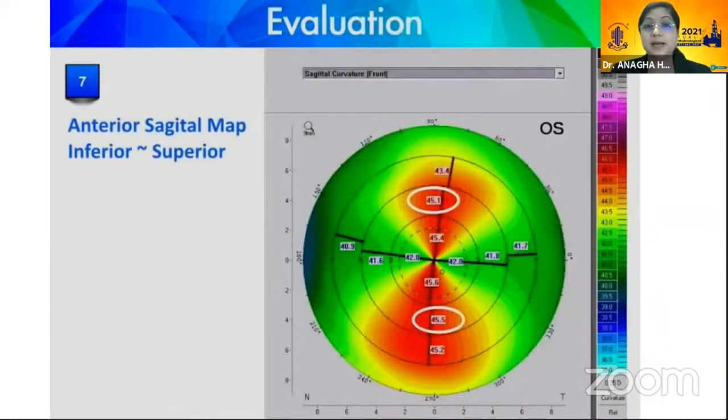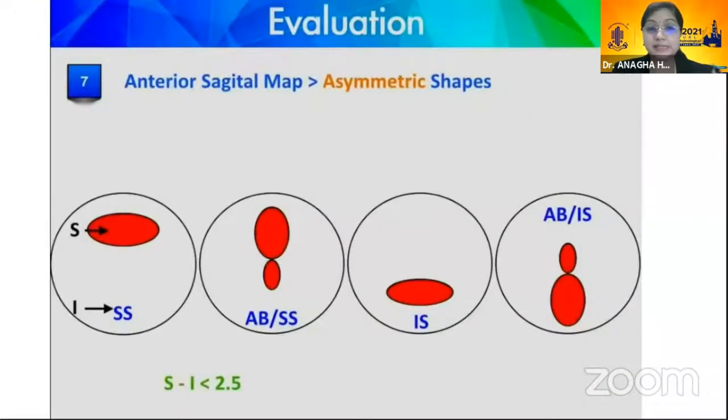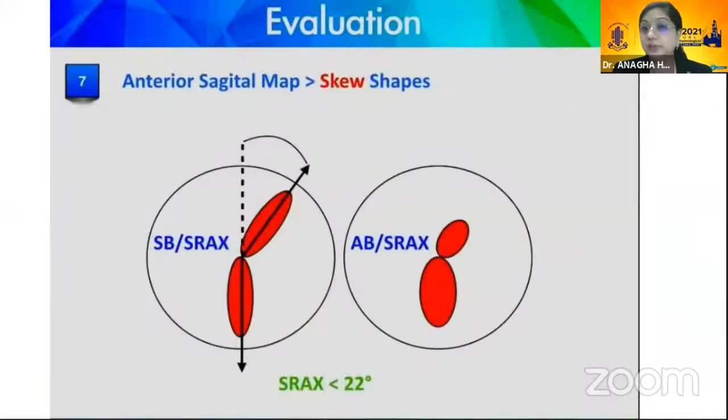The anterior sagittal map, you should also look at the superior inferior difference. If it is less than 2.5 diopters, it's normal. If it's more than 2.5 diopters, it could mean there could be a superior and inferior steepening. Inferior steepening is usually more commonly seen.